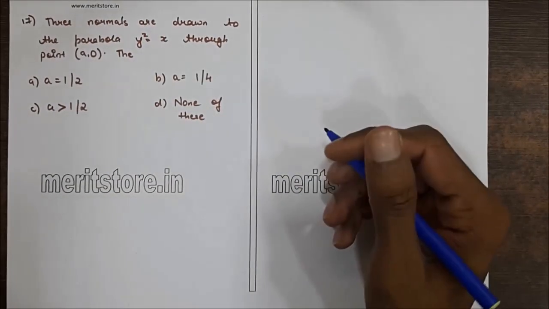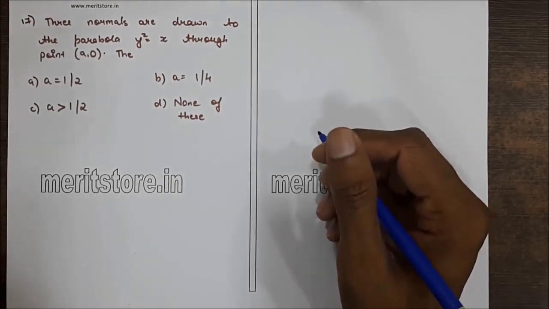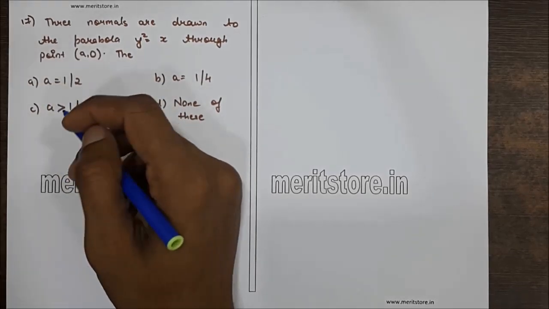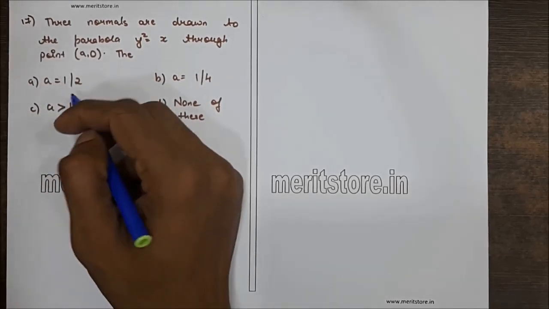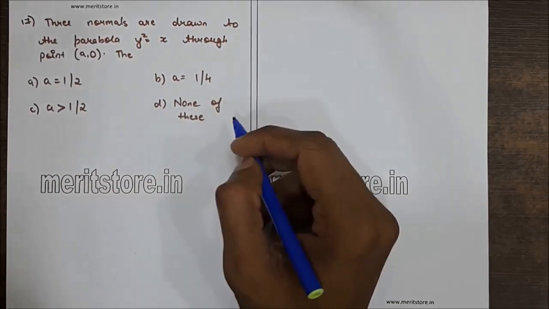Question 17. Three normals are drawn to the parabola y square is equal to x through the point (a, 0). The value of a, we have four options: A: a is half, B: a equal to 1 by 4, C: a greater than half, and D: none of these.